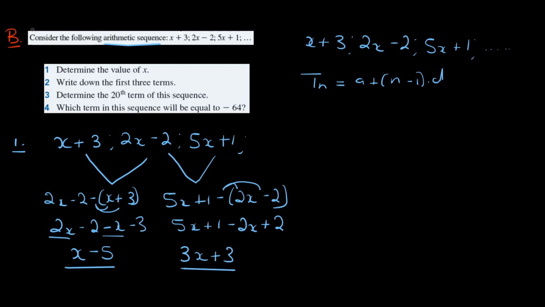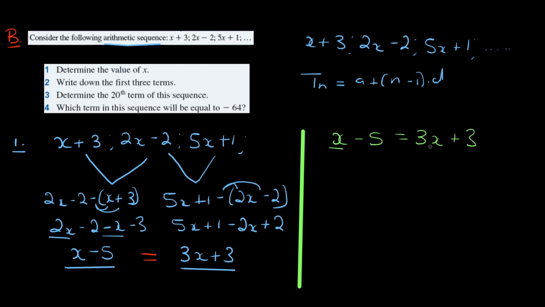An important property that we have to remember of arithmetic sequences is that the common difference means the differences will be equal. So we can safely equate these differences. Once we equate the differences, we'll be able to solve for x, because now x will be unknown. So we simply equate the differences. x minus 5 is equal to 3x plus 3.